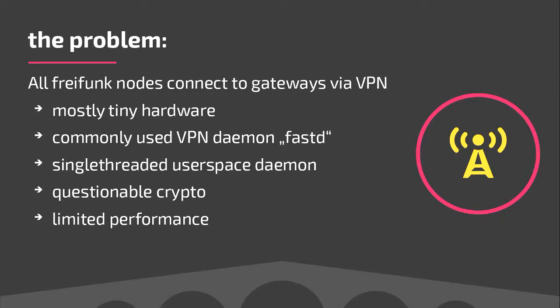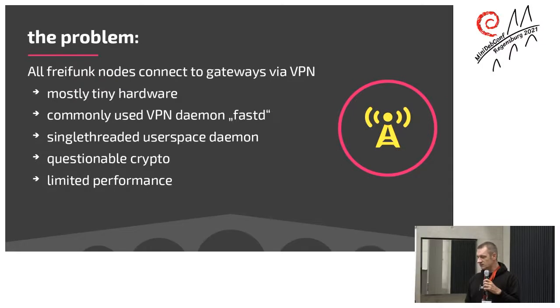So the problem: we use Freifunk-Gluon, which is used by most of the communities in Germany, and it runs on tiny hardware. The most used VPN daemon is called FastD. It is a single-threaded user space daemon using questionable crypto and has very limited performance.